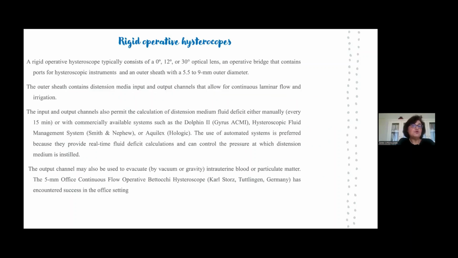Rigid operative hysteroscopes. A rigid operative hysteroscope typically consists of a 0 degree, 12 degree, or 30 degree optical lens, an operative bridge that contains ports for hysteroscopic instruments, and an outer sheath of 5.5 to 9 mm. The outer sheath contains distension media input and output channels that allow for continuous laminar flow and irrigation. The input and output channels also permit calculation of the distension medium fluid deficit either manually or automatically.